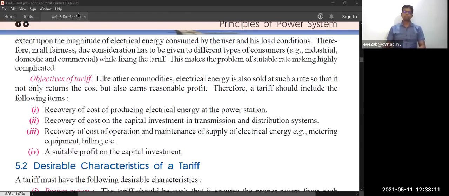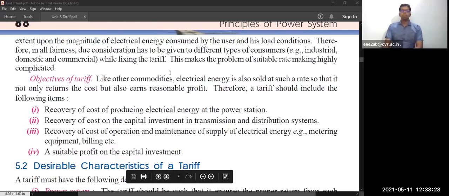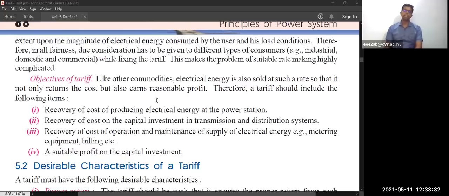Then again, a suitable profit on the capital investment. While installing some generating units, they are getting a loan from the World Bank. They are constructing, and they are also making a capital investment. Some 20 percent the state government may give, and the central government may give around 5 to 10 percent.